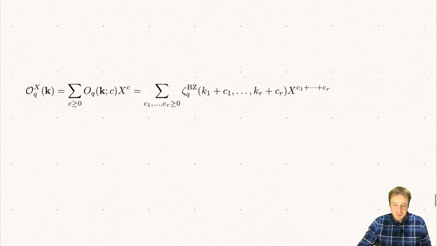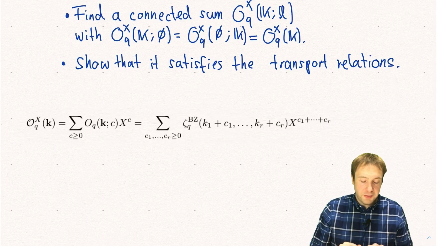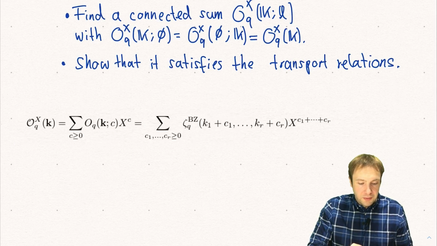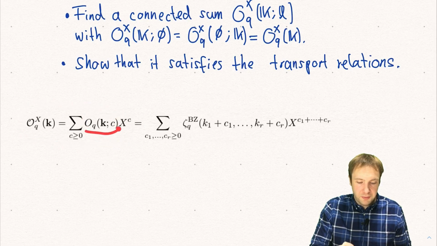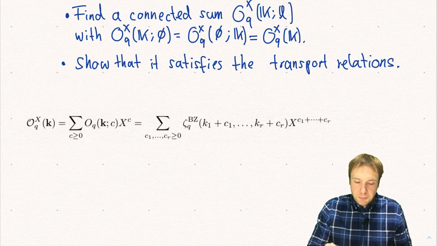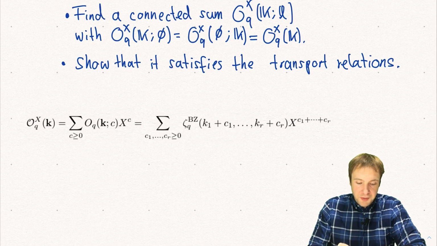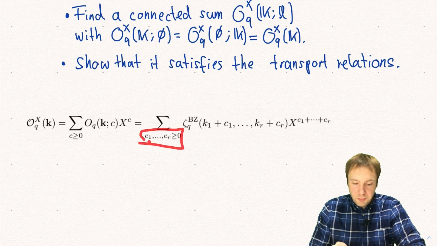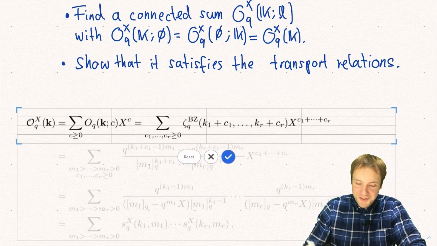Okay, so we want to define the connected sum. First we want to rewrite the q-Ohno sum a little bit. Here this was the definition. We had this q-Ohno sum given by this power series where we had as coefficients these O's. And these were the sum, for fixed c, over all possible ways of adding c's to this index k. Therefore, instead of taking the sum over c, we can take the sum over all c1 to cr and replace c by c1 plus c2 and so on. So this is the same. And now let's open this.